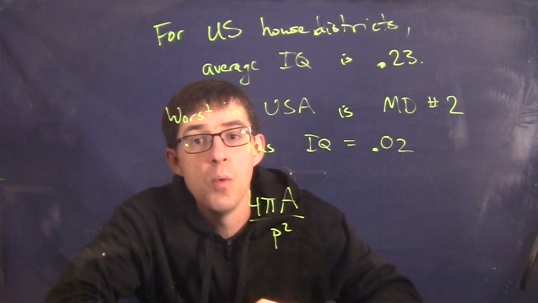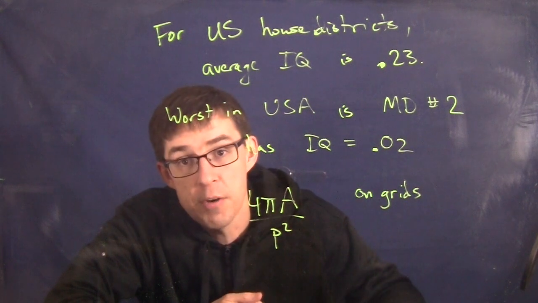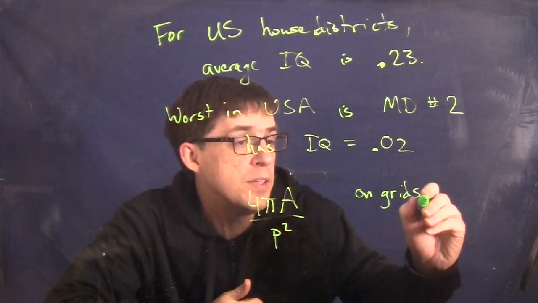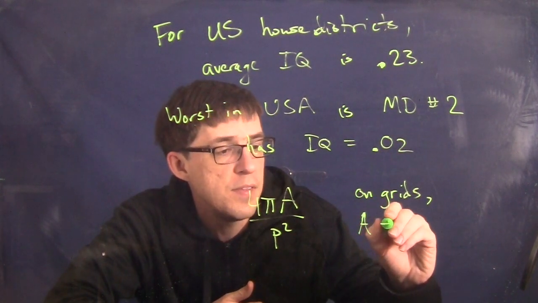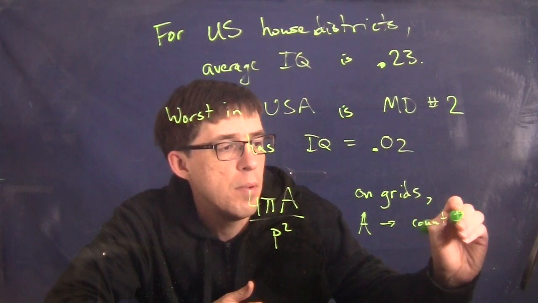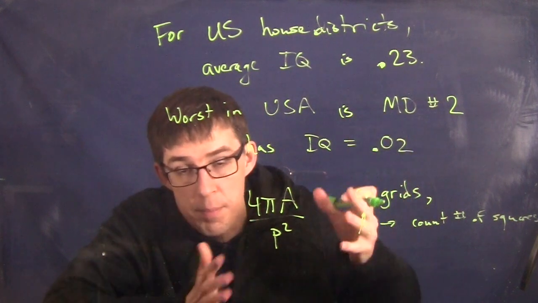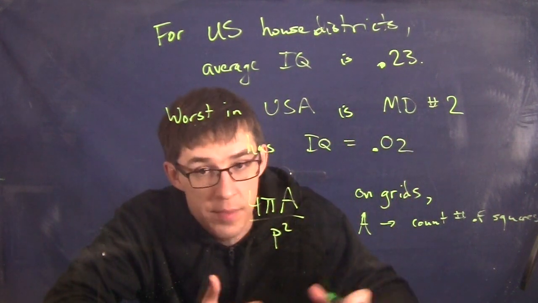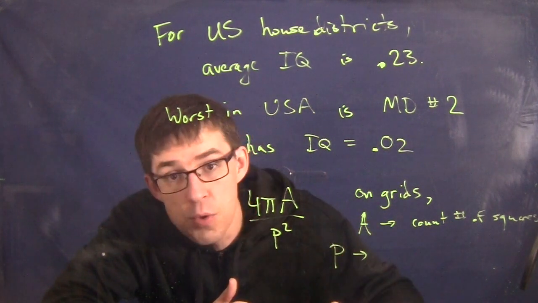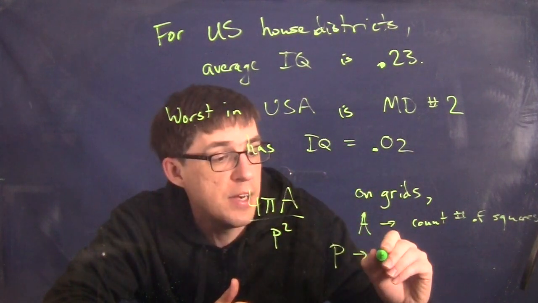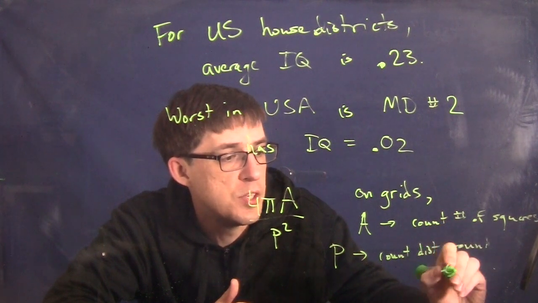For our purposes, though, we are going to do this on grids. Like many of the gerrymandering examples we've looked at, we're going to look at it on grids. And then how do you find the area and the perimeter? Well, on a grid, to get the area, you just count the number of squares. Our grids are all made up of squares, and if you want to know the area, that is just how many squares are inside the region. So that's easy enough. For the perimeter, you count the distance around the outer edge.